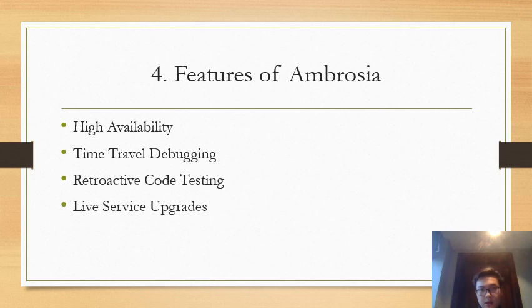The second feature is time travel debugging. Because Ambrosia uses checkpoints and log files, it makes time travel debugging possible. Developers can fetch the log and checkpoint files and specify which checkpoint number to begin recovery from. The checkpoint stores the states, and the log file contains all the log operations, all the sequence numbers for the messages.